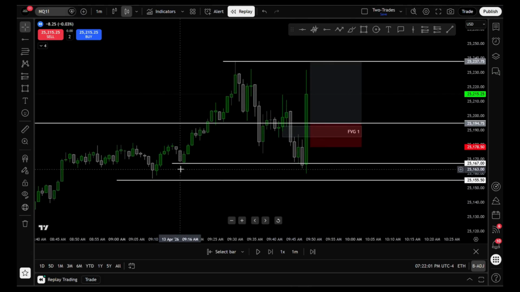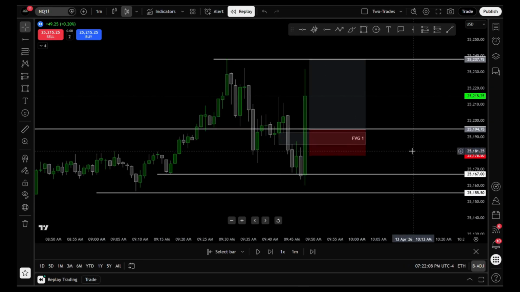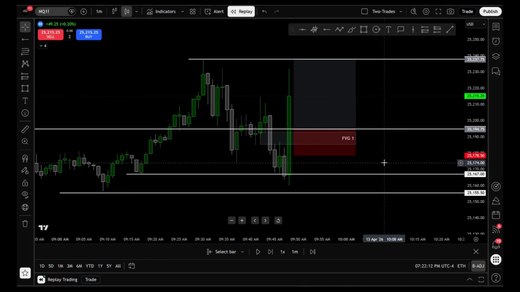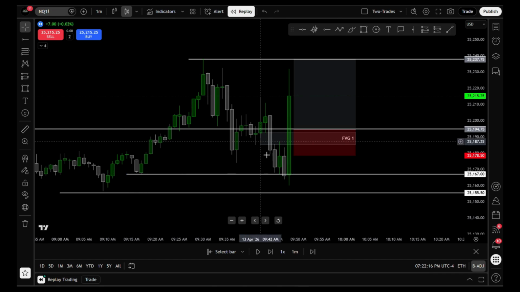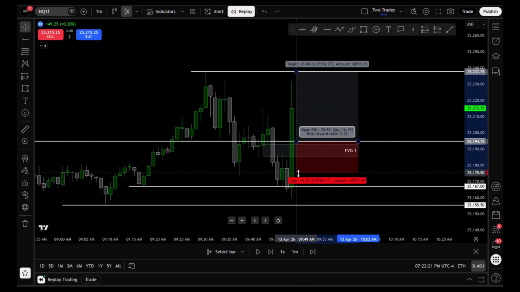I don't really like how this level right here didn't get swept and it just left it behind, you know? But sometimes that's just what's going to happen. Everything's not going to line up perfectly. But we do have a sell side get swept, and we have our inverse fair value gap, and that was enough for me to go long right there, right?